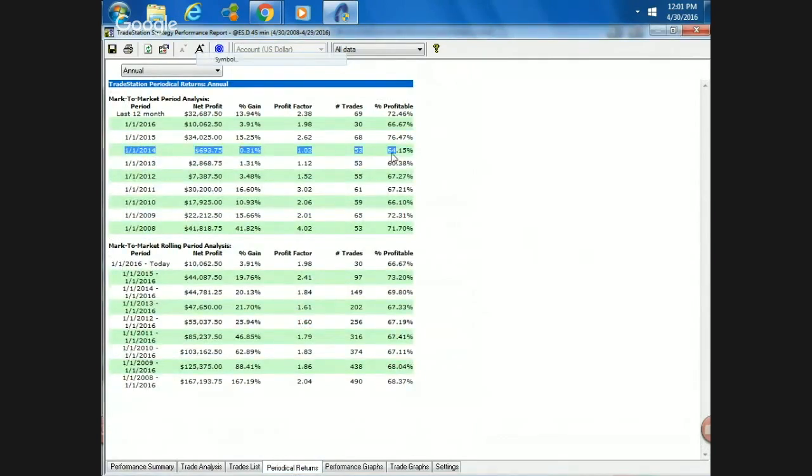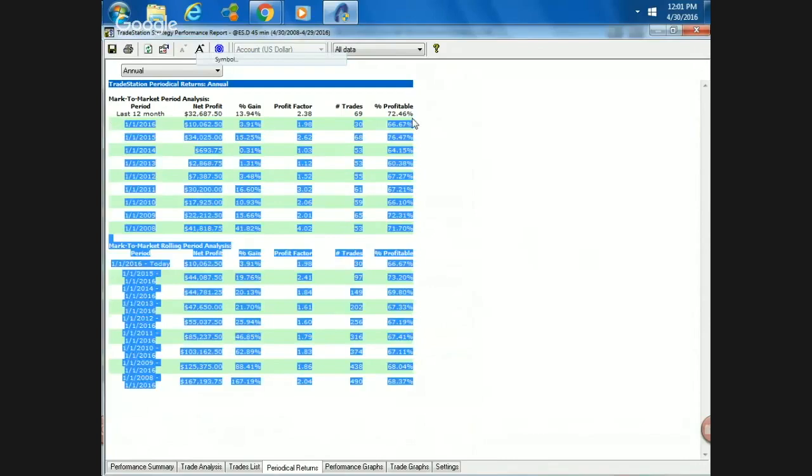2014 was a bit of a problem. We only won 64% of our trades, just about broke even. Kind of a scratchy year. But otherwise, you can look at it. It's up 10,000 this year on 30 trades.